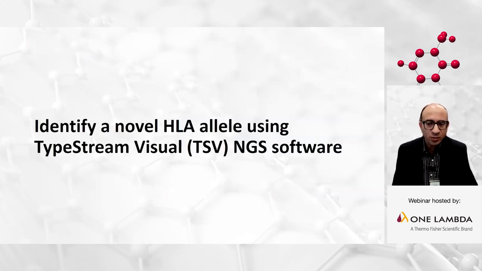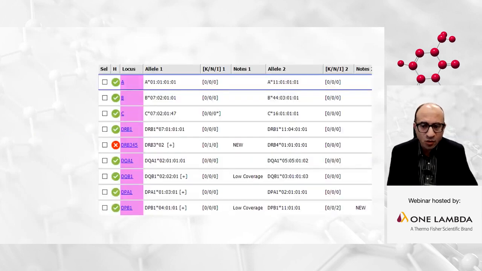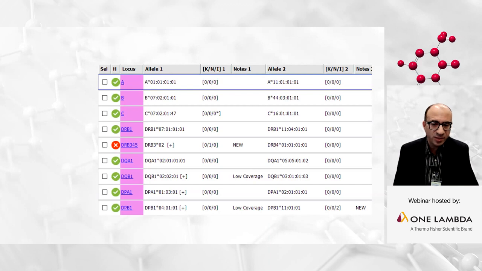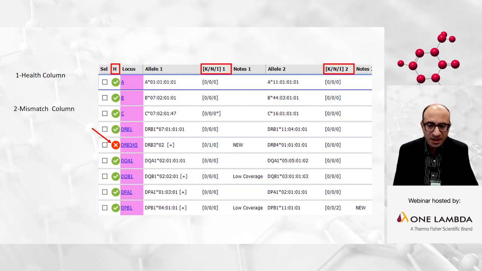So now let's see how we can identify a novel HLA allele using the TypeStream Visual NGS software. I'm only focusing on the novel alleles identified by the TSV. If you are familiar with the TSV, or the TypeStream Visual software from One Lambda, the default configuration of health metrics is to red flag any mismatch in any exon. So the first thing I usually examine in any allele is the health metrics column. If there is a red flag, I look next at the mismatch column and detect if there is any mismatch in the key or the non-key exons.